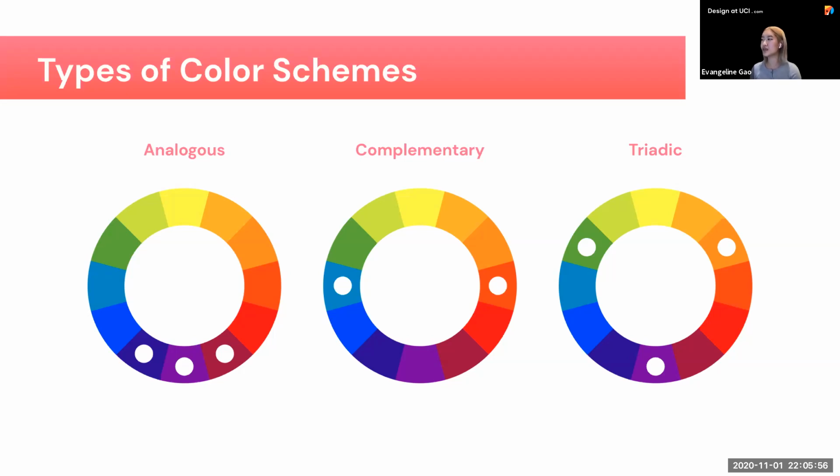The last color scheme is triadic. Triadic is where you plot 3 different points onto your color wheel, and therefore you create a very unique sort of color scheme. So in this example, I have green, orange, and purple.